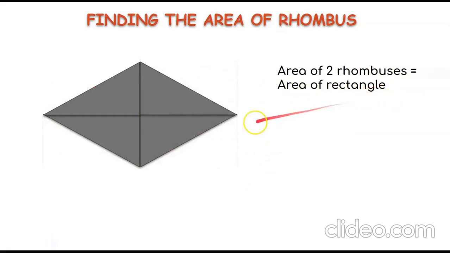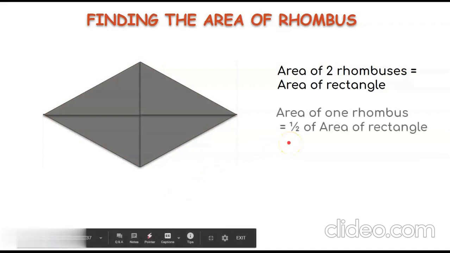Why we are saying two rhombuses here? Because the rhombus which you can see on the top is nothing but cutout triangles placed on the previous rhombus. See here the two rhombuses. From this, area of one rhombus is equal to half of area of rectangle.